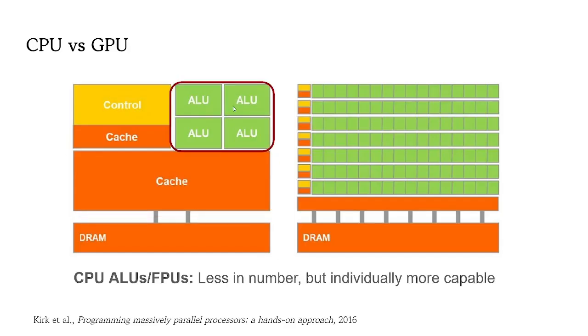But for the GPU, I have a lot, almost the maximum of the chip is devoted to the ALU units, and each of these is simpler, and as a result, also smaller. So I have a lot of them altogether occupying a significantly larger area of the chip.